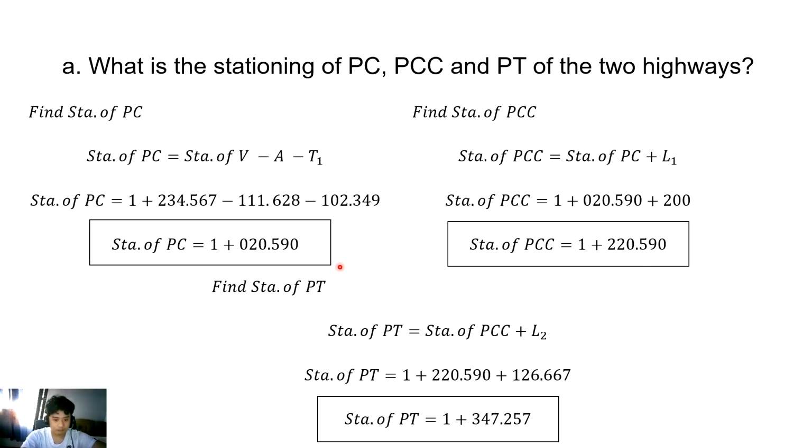220.590. And para sa station of PT naman, station of PCC plus L2. So, nakuha na natin yung PCC. Substitute lang natin. So, 1 plus 220.590 plus yung L2, which is yung 126.667. So, pag pinag-add na natin yan, makukuha natin ang sagot ng station of PT na 1 plus 347.257.